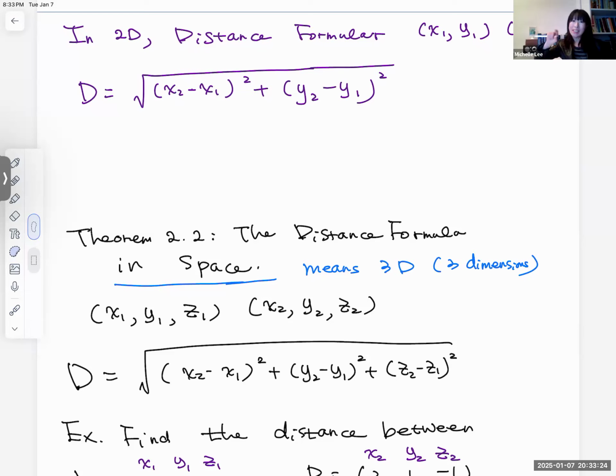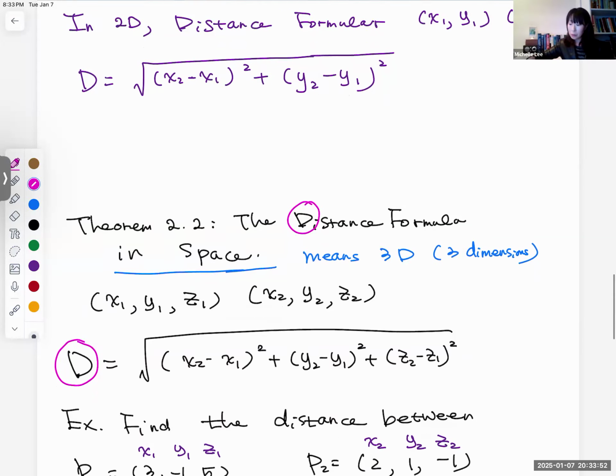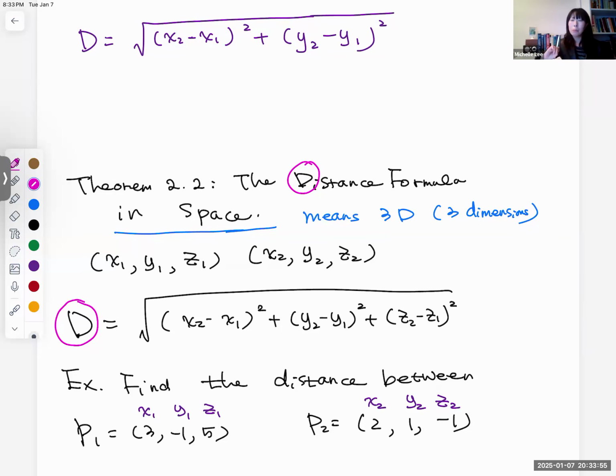So we are using just the d, the first letter from distance. So it doesn't mean anything. You can use a p, you can use any letter, right? The first letter D, right? Then the same distance formula we are using, but we just add the variable z, right? Okay, let's find out the distance between 2 points.